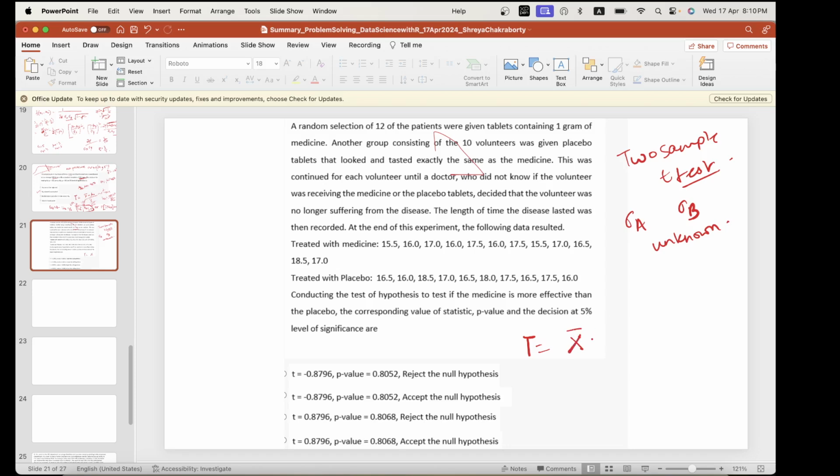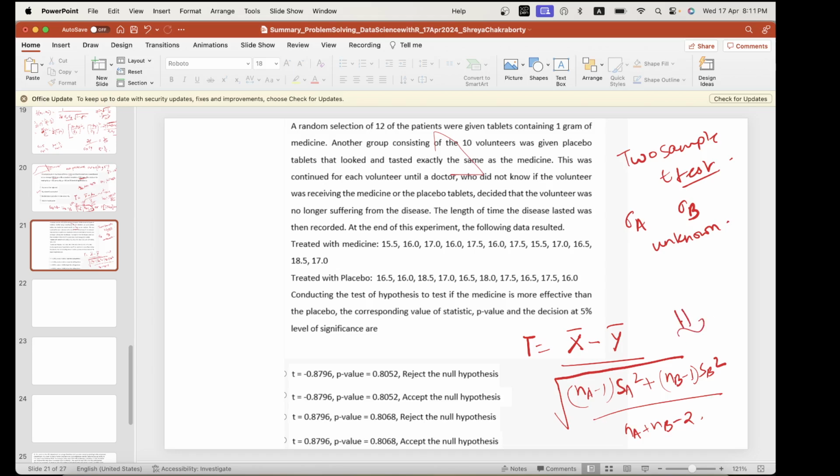X bar minus y bar divided by root over Na minus 1 Sa square plus Nb minus 1 Sb square by Na plus Nb minus 2. And this under H naught will follow a t distribution with Na plus Nb minus 2 degrees of freedom.